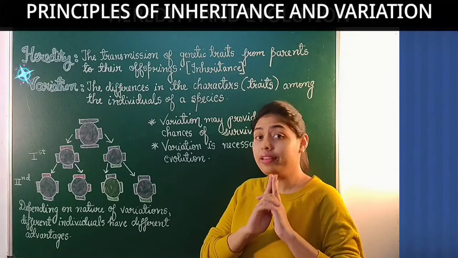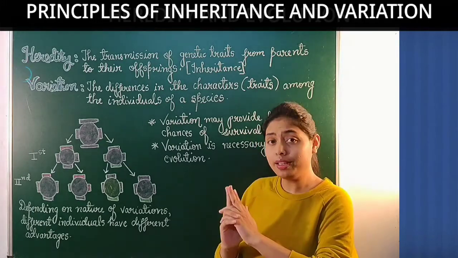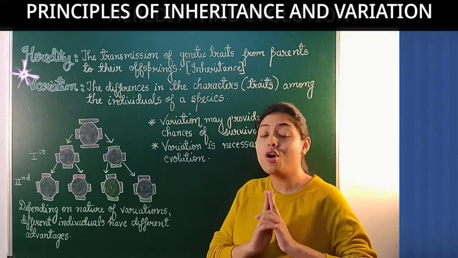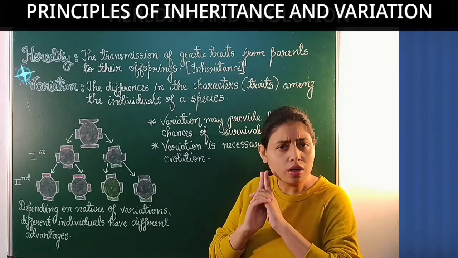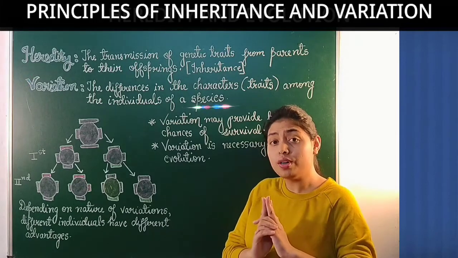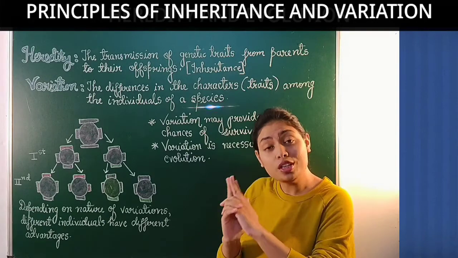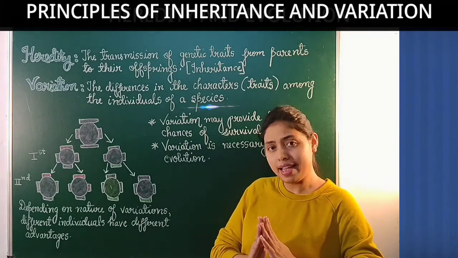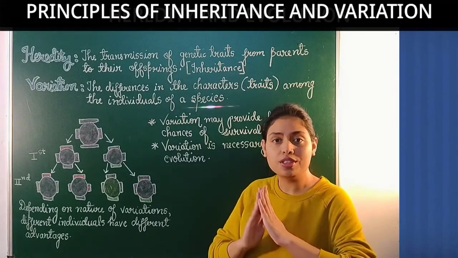We can define variation as the differences in the traits or characters among the individuals of a species. Now you must be wondering, what does this word species mean? You must have studied about this word in your 9th class. Species is a group of individuals that can reproduce with each other. For example, cat and humans are two different species.